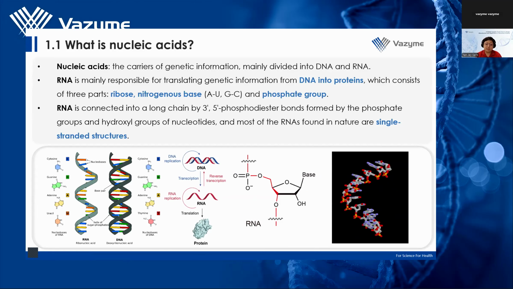We need to understand the composition and types of RNA before delving into RNA degradation. As the carrier of genes, RNA is responsible for transmitting genetic information from DNA to proteins. It is composed of three parts that you can see on the screen: ribose, nitrogenous bases such as A, U, C, G, and phosphate groups. These components are connected in a long chain by 3', 5' phosphodiester bonds formed between the phosphate groups and hydroxyl groups of nucleotides. Most RNAs found in nature are usually single-stranded.